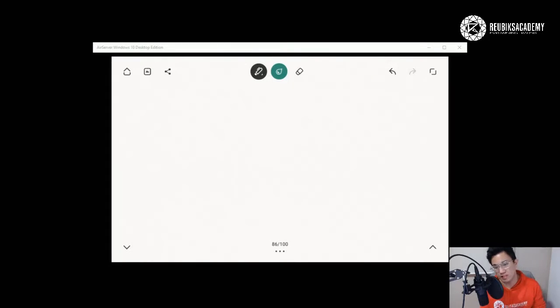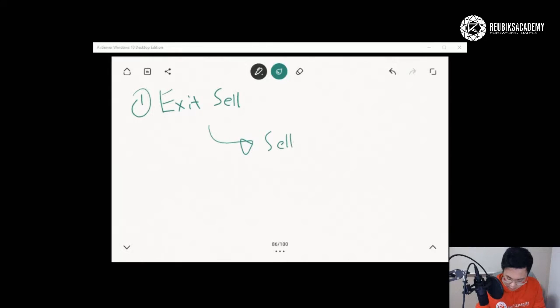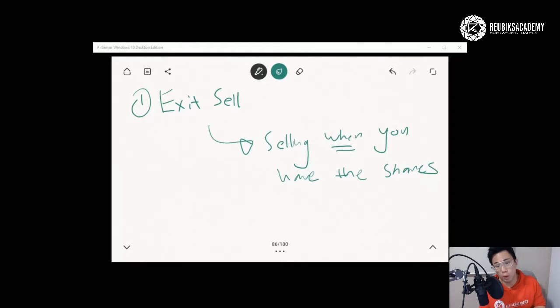Okay, so there are two ways of selling shares, right? Remember, one share is one unit of a stock, and the stock itself is the unit of representation of a company. So, let's say we want to sell shares. There are two ways to do it. The first way is what we call an exit sell. Now, what is an exit sell? An exit sell is basically selling when you have the shares. This is what we call an exit sell.